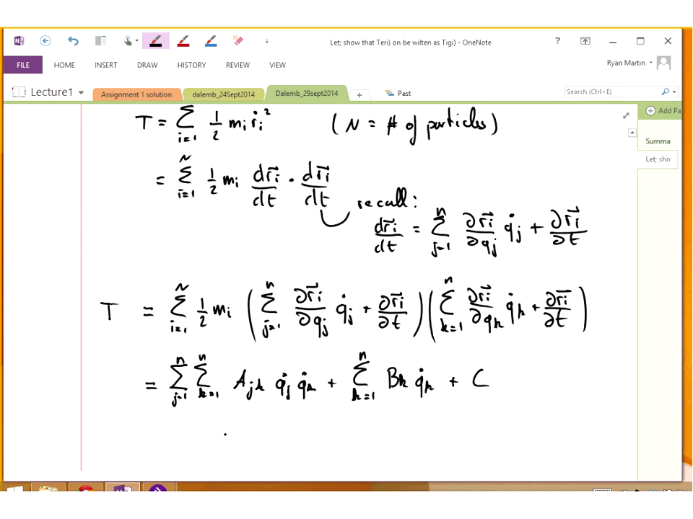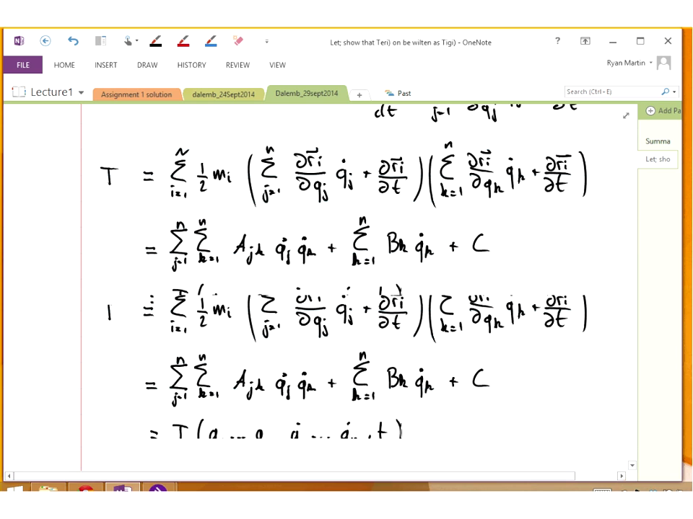And so ultimately, maybe now you're convinced that we can indeed write the kinetic energy as a function of the generalized coordinates and their time derivatives. That is the absolute most general case, right?